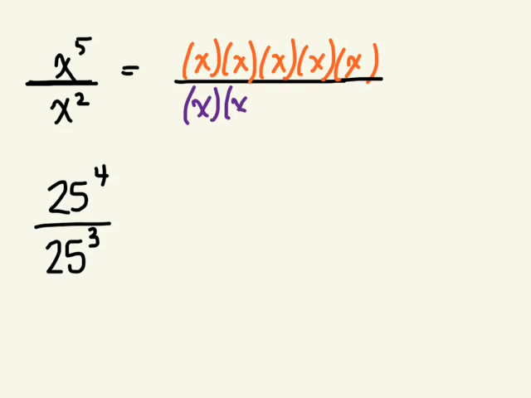1, 2. What happens when you divide something by itself? It cancels out, right? X divided by x is just a 1. 1 times anything is still that anything, right? You're not changing the value. So I can cancel this and this out, this and this out. What am I left with? 3 x's. I'm left with 3 x's.